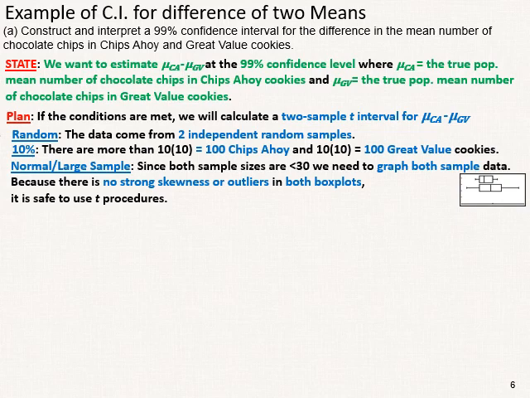Again, we have them in list 1 and list 2, so we'll turn on 2 different plots. Make them both box plots. Use list 1 for one, list 2 for the other, and you'll see that neither one has an outlier, and neither one has any kind of strong skewness to it. So it's safe to proceed with our T procedures.